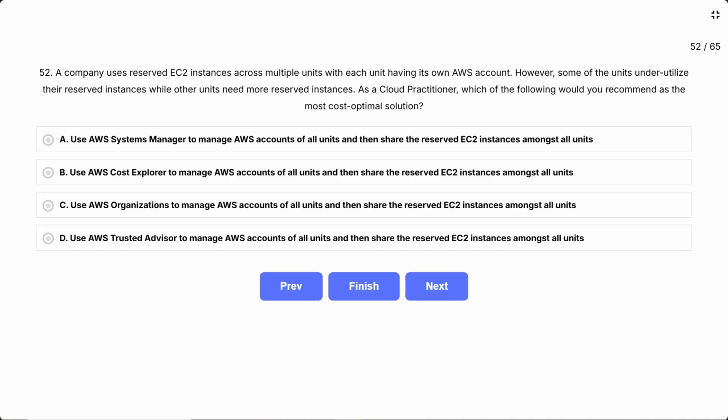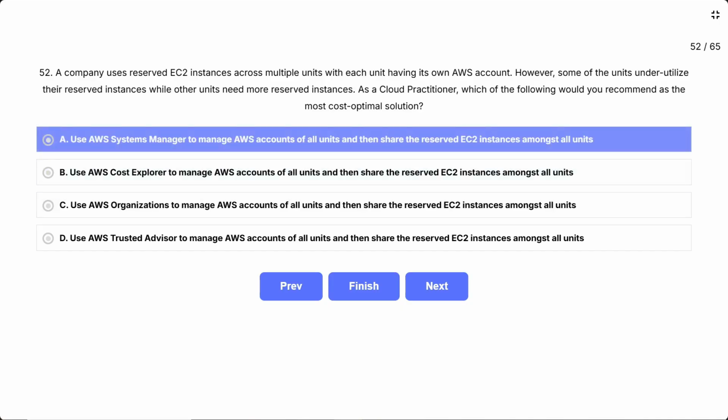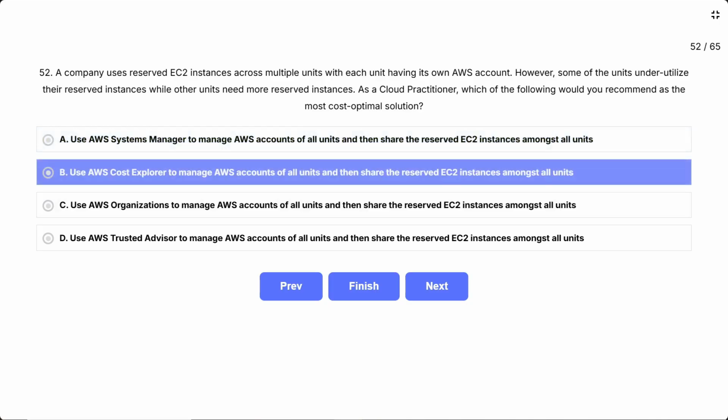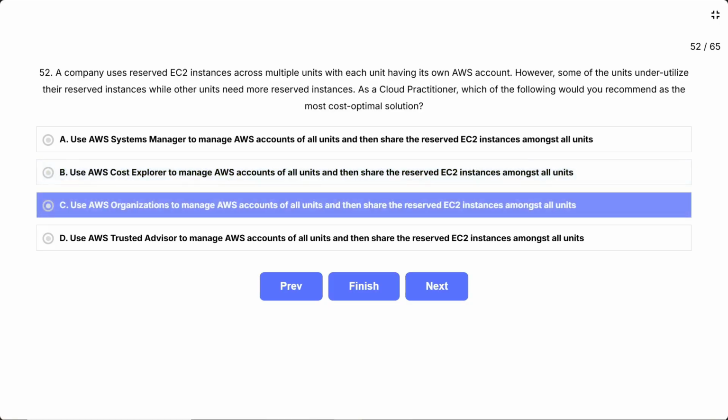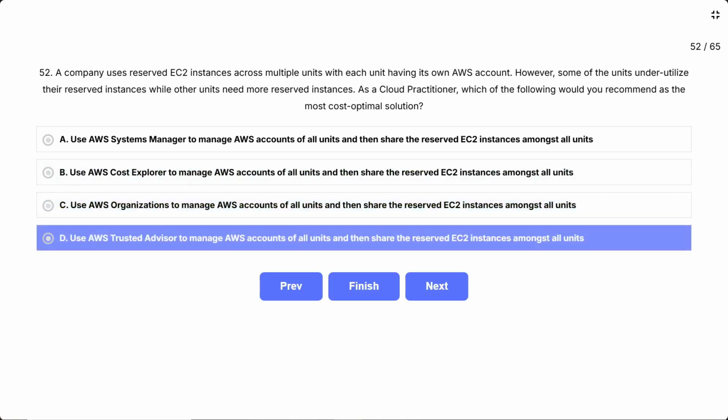The options are A, use AWS Systems Manager to manage AWS accounts of all units and then share the reserved EC2 instances amongst all units. B, use AWS Cost Explorer to manage AWS accounts of all units and then share the reserved EC2 instances amongst all units. C, use AWS Organizations to manage AWS accounts of all units and then share the reserved EC2 instances amongst all units. D, use AWS Trusted Advisor to manage AWS accounts of all units and then share the reserved EC2 instances amongst all units.